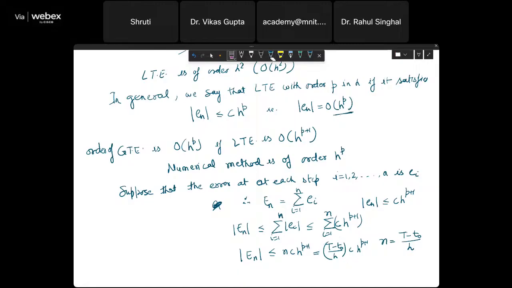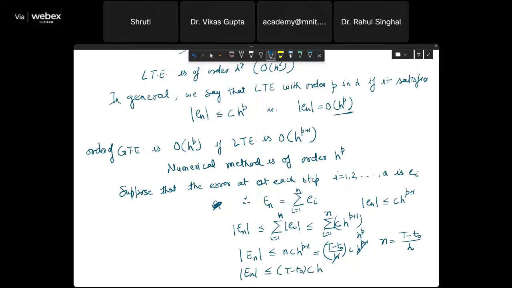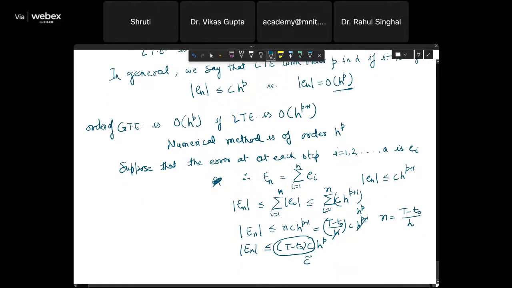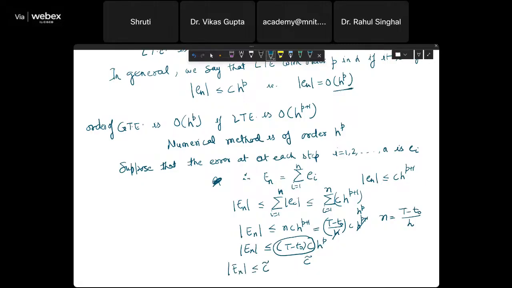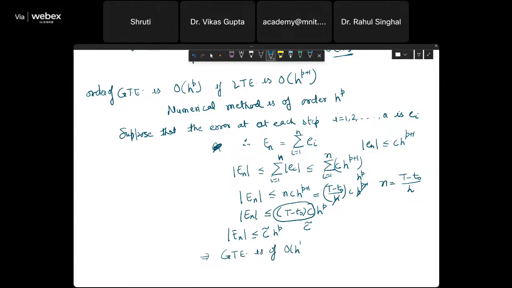From here you can see that this h will be removed, cancelling one h, and it comes out as h to the power p. So we can finally write it as less than or equal to mod of T minus t naught times c h to the power p, and this is a constant term. We can denote it by some other constant, say c tilde, and then we get the estimate for the global truncation error as mod of E_n less than or equal to c tilde h to the power p. Okay, which shows that the global truncation error is of order h to the power p.